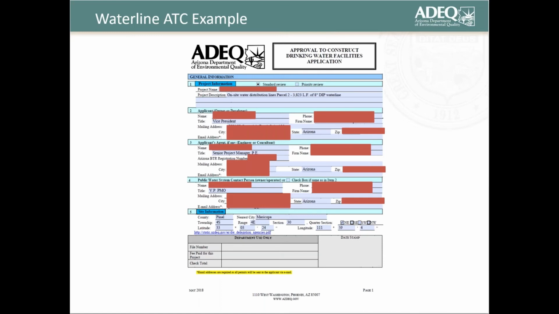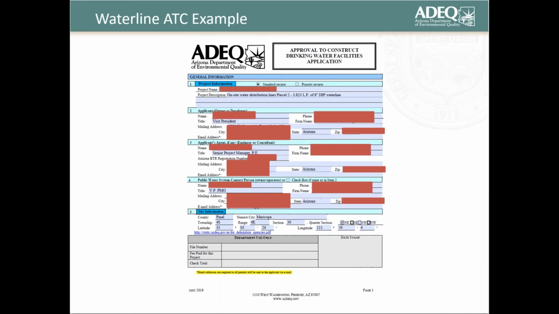So same thing for the applicant's agent, which is usually that consultant or engineer, a professional engineer in this matter: the name, their title, all their contact information, and then their Arizona BTR number here, just to make sure we can check their status and make sure that they're an active PE and not in suspension or anything like that. And then also looking at the operator information, other information included on there.